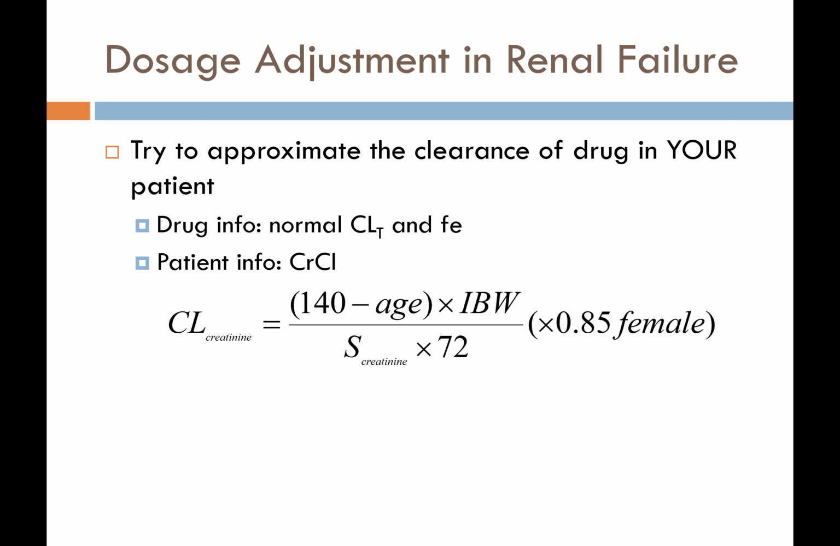So how do you dose in renal failure? You have to approximate the clearance of your patient. So drug info, there's a normal clearance, T half-life, and FE. Then you have to apply the patient information to that information. So creatinine clearance, you should have all seen this already. 140 minus age times ideal body weight divided by serum creatinine times 72 for males. And with females, it's that same equation times 0.85.